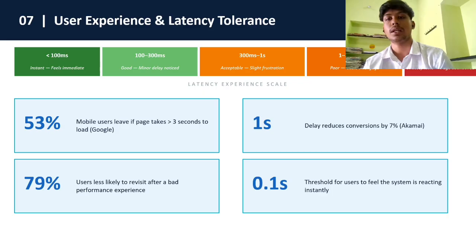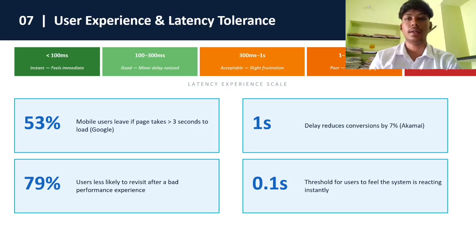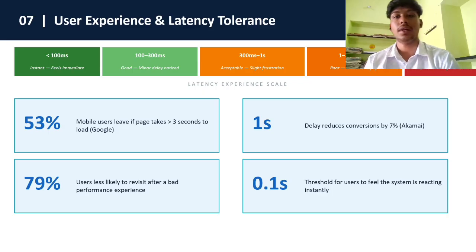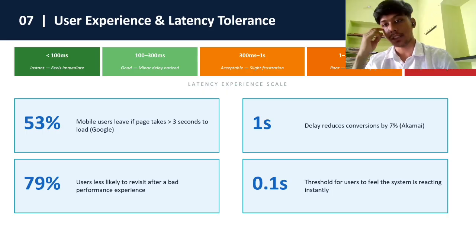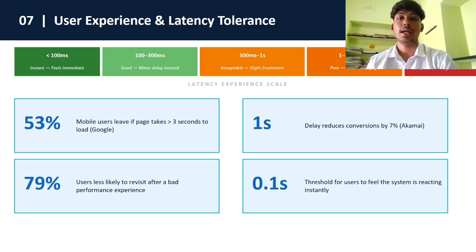300 milliseconds to 1 second, users start noticing the delay. There's a tiny bit of frustration. They might wonder if something is wrong. 1 to 3 seconds, this is a poor experience. Users disengage. They might open another tab. They lose confidence in the app, so they just abandon. Over 3 seconds, unacceptable. We already saw that 53% of mobile users have already left by this point.